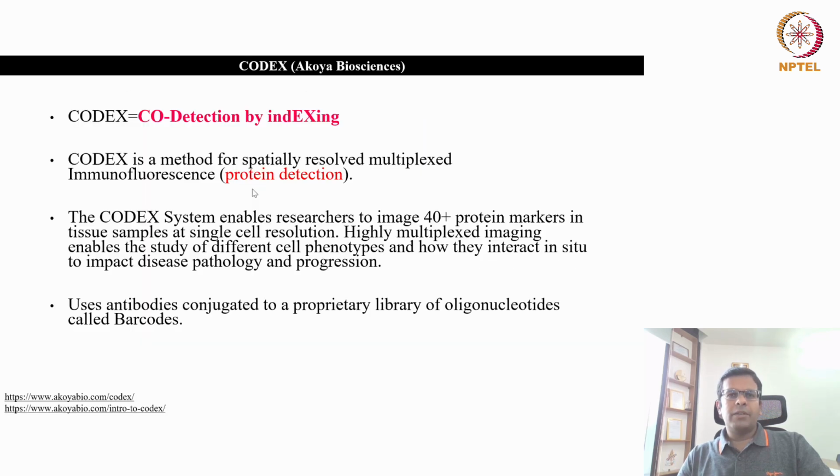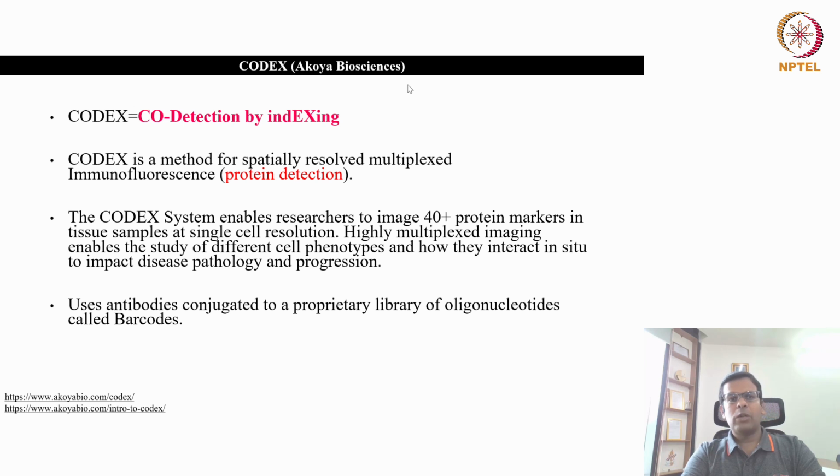So now coming to this technology, which is known as CODEX, and that is from Akoya Biosciences, and this technique is for spatial proteomics. The ones that we discussed till now, RNAscope and MERFISH, are technologies for spatial transcriptomics. Now this CODEX is for spatial proteomics. If you want to see how different proteins are produced with respect to the space in your tissue sample, then you will go for CODEX.